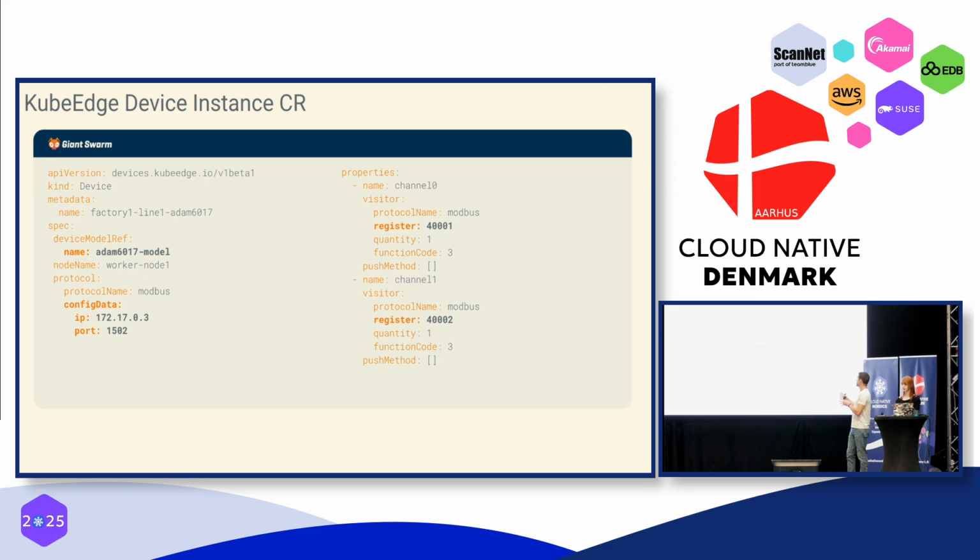You can do some more things like pushing data via MQTT or HTTP to edge applications, like we saw in the architecture section. And on the left-hand side, we have a device model ref to specify which device model to use, and config data on how to access that device on IP and port in this case, because it's Ethernet.